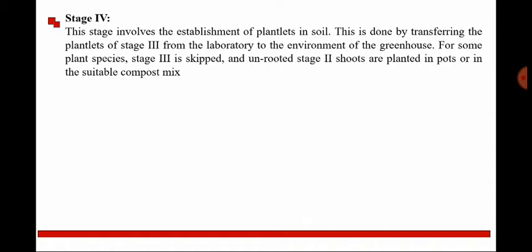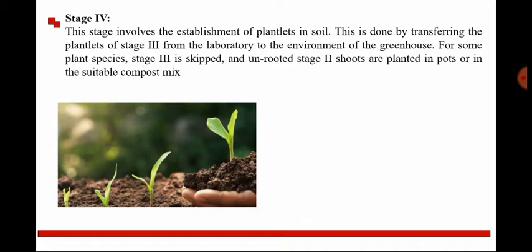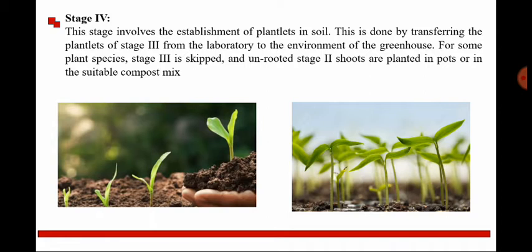In this last stage, it involves the establishment of plants into soil. This is done by transferring the plantlets of stage second. After stage second, you can transfer them into soil for growth in the main field. In this stage, you can uproot the plantlets and plant them in pots or into a suitable compost mixture. So there are different stages for micropropagation.